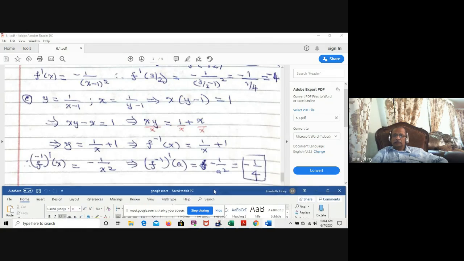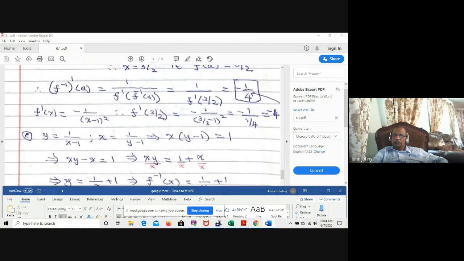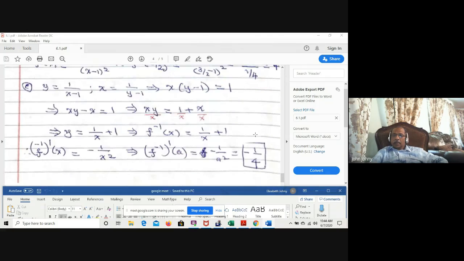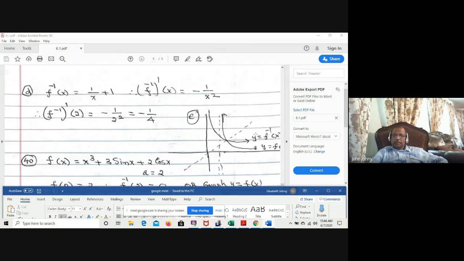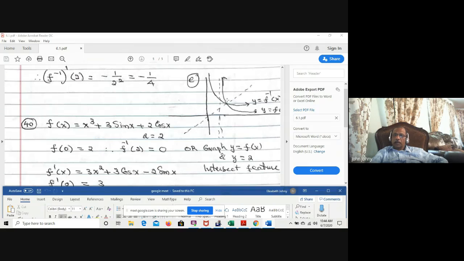That is negative 14, which is the same as the answer that we got here. So you are asked to verify the answer. As I mentioned earlier, I know this problem is not very easy. You have to practice a lot. And now there is a D part, that is you have to graph this.